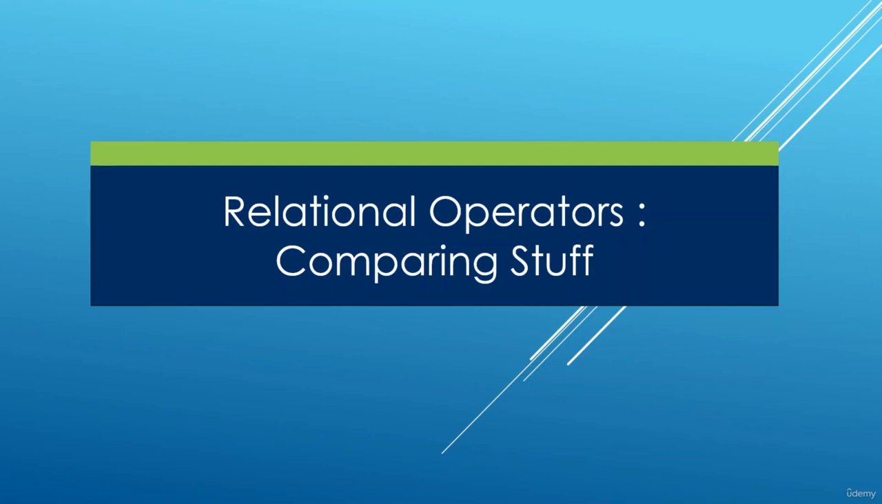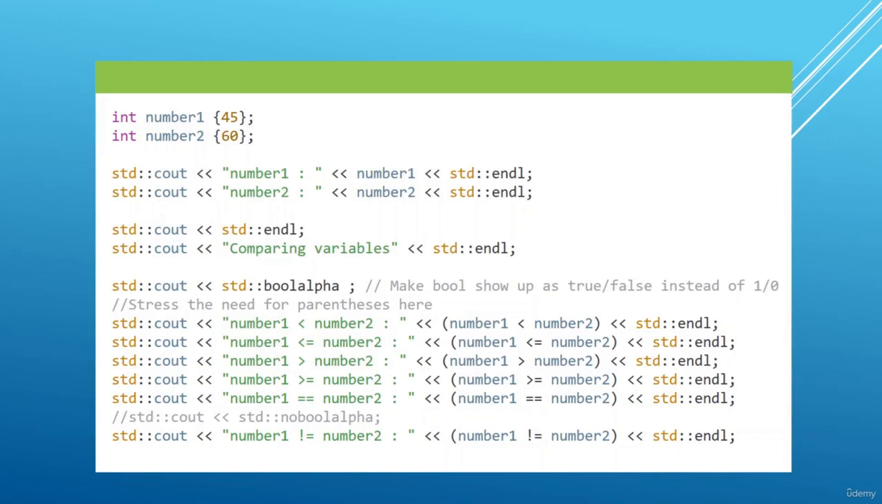In this lecture, we're going to learn about relational operators in C++. These are basically operators you use to compare stuff. Let's look at a piece of code here.